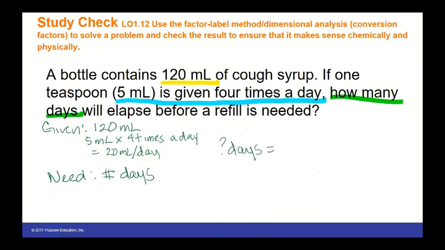You go ahead and set up the problem, and I'll follow along behind you. Okay, always start with what you're given, 120 milliliters. Then you use your conversion factor. Notice that we have our days on top and milliliters on the bottom so that we can cancel those out, and we equal 6 days.